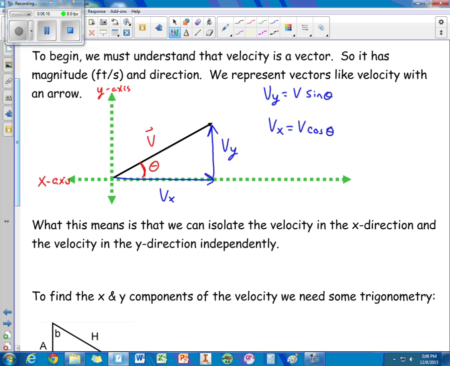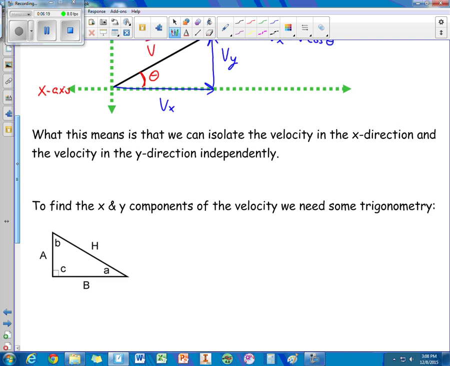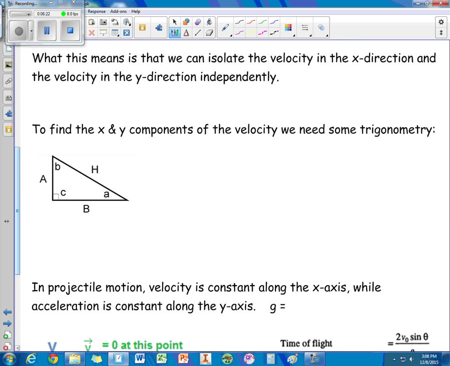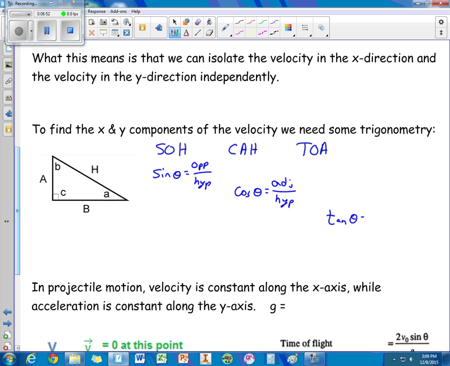Now you may be wondering where I got the sine and the cosine. That's where we have to start talking a little bit about trigonometry. We have something called SOHCAHTOA. This means that sine of an angle equals the opposite side divided by the hypotenuse. Cosine of an angle equals the adjacent side divided by the hypotenuse. And tangent of an angle equals the opposite side divided by the adjacent side.